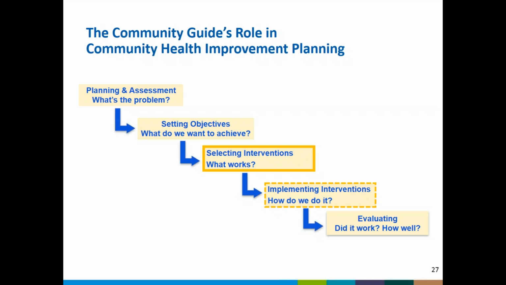Well, then when they're trying to figure out what works to help address that problem and achieve an objective, figuring out what interventions are out there, this is where the community guide fits. The community guide identifies interventions that work to achieve various objectives. The community guide also helps with implementing interventions. The community guide staff here provide technical assistance to people trying to figure out whether something might fit their community and how they would do that. And of course, a final step in that model would be evaluation.